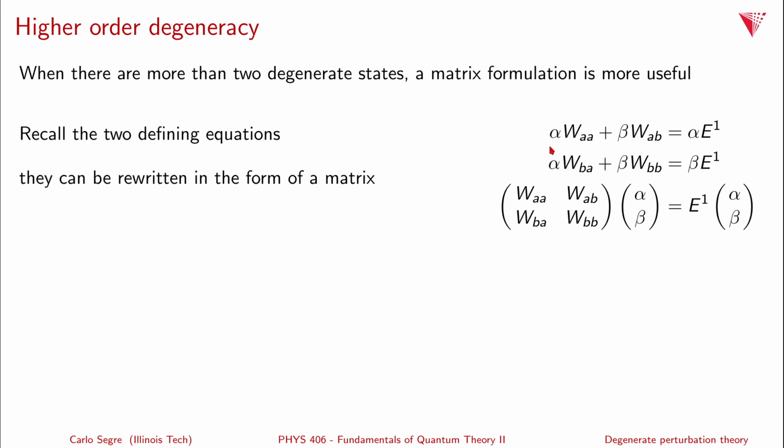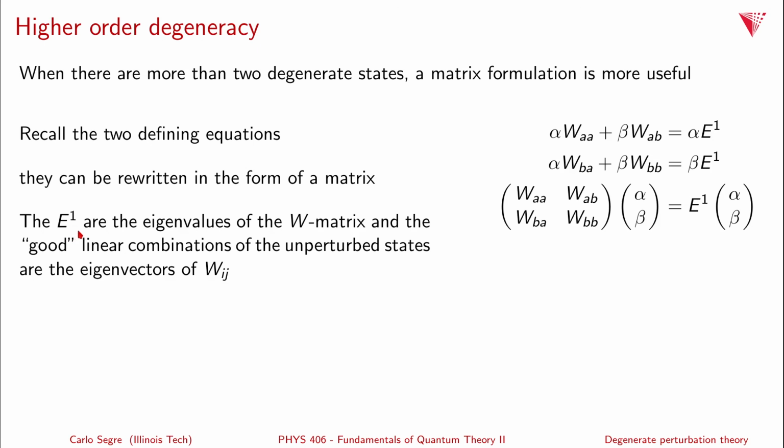Let's see how that works. When you take the first row, WAA, WAB, and multiply it times the column vector alpha beta, you get the first equation, E1 times alpha. When you take the second row, WBA, WBB, and multiply it times the column vector, you get E1 times beta, which is the second equation. So this is simply a rewriting as a matrix equation. And if you have many states that are degenerate, not just two, it's much more convenient to work with a matrix formulation because you can diagonalize a matrix.